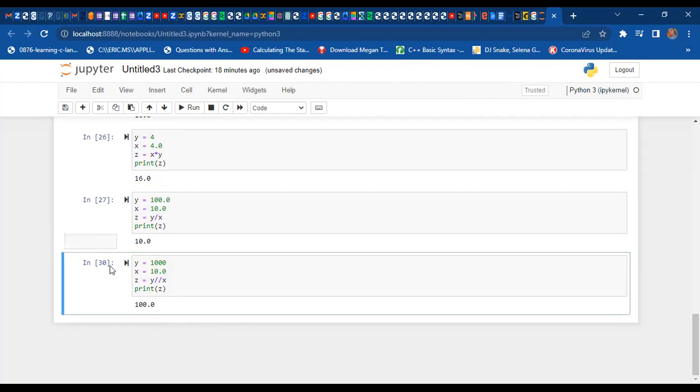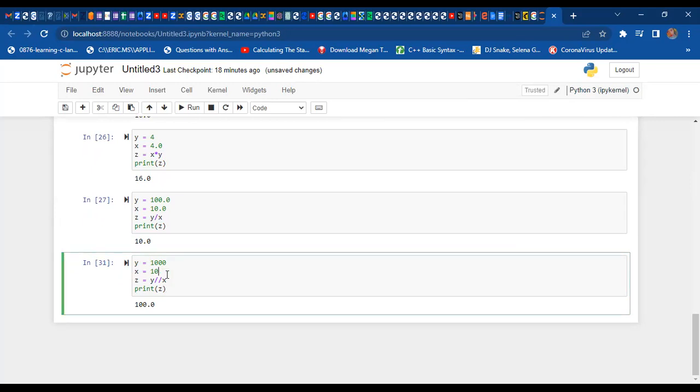Have you seen? So I'm saying integer division is still a float. Why? Integer division only works on integers. If you have one number as a float, it will still give you a float. It will behave like a normal division.